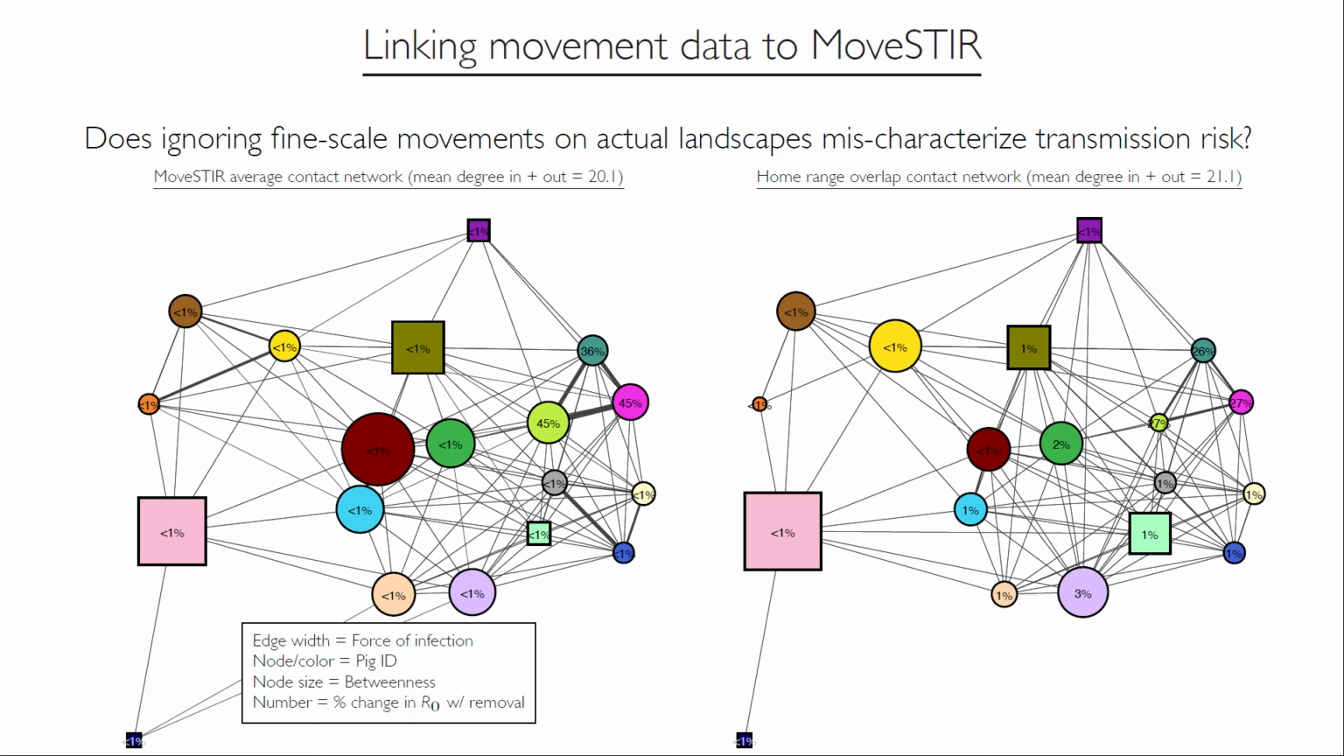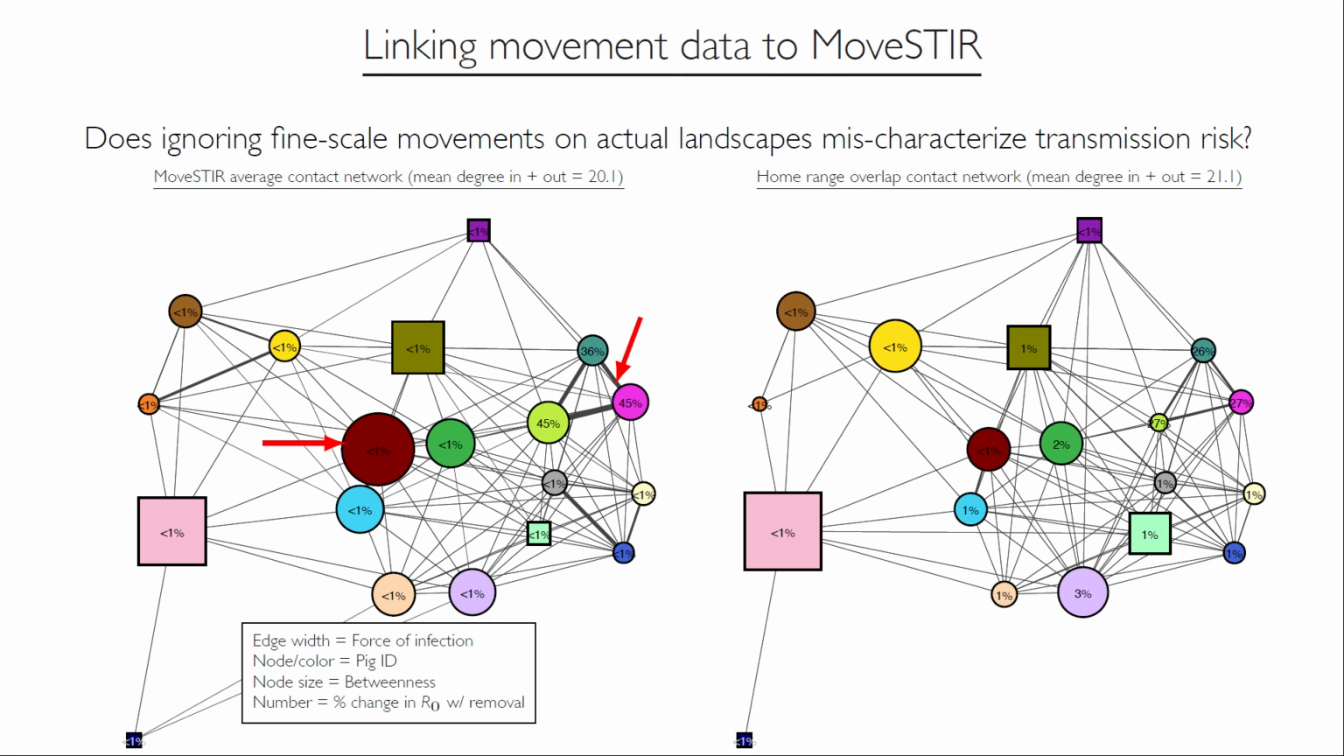You're probably staring at these and thinking, wow, they actually look pretty similar. And you're not wrong. They do look pretty similar. But if you dive in a little deeper, you see some key differences start emerging. First off, you notice that the edge widths on the Movester contact network are substantially larger than the edge widths on the home range overlap network. So we're capturing more force of infection. And you also notice that the betweenness values are actually quite different between individuals in these two networks.